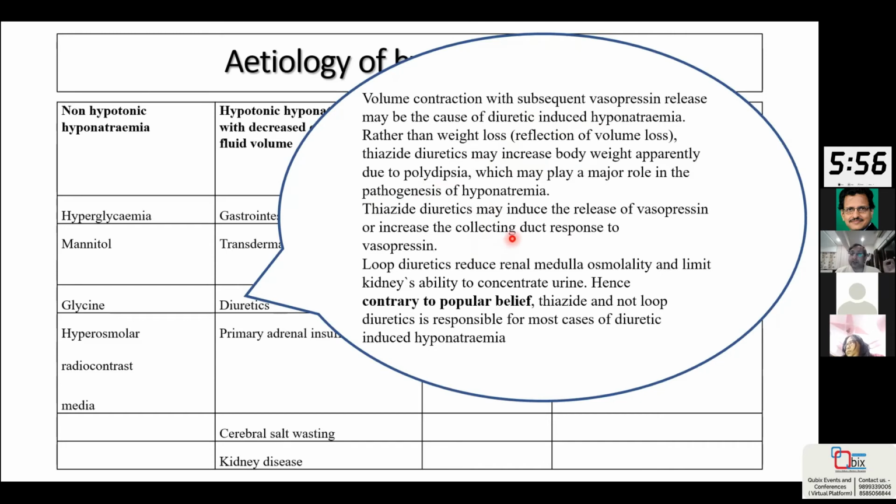The loop diuretics, on the other hand, limit the kidney's ability to concentrate urine. So contrary to popular belief, thiazide diuretics are the ones which cause hyponatremia more, and loop diuretics are not responsible for most cases of diuretic-induced hyponatremia. In fact, loop diuretics can be used as treatment for hypotonic hyponatremia in the euvolemic state as well. So thiazide diuretic is the culprit, not the loop diuretic.